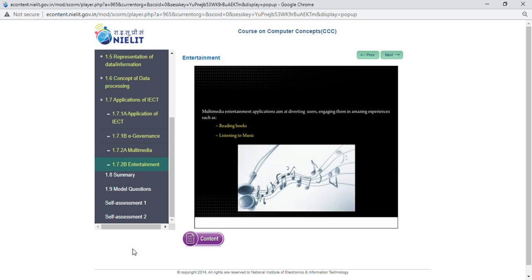Listening to music. People use music as a form of entertainment. iTunes is a famous application developed by Apple. It is used to download and play audios and videos. Windows Media Player and VLC are famous software used to listen to music. Devices used to listen to music are mobile, headset, iPod, speakers, etc.